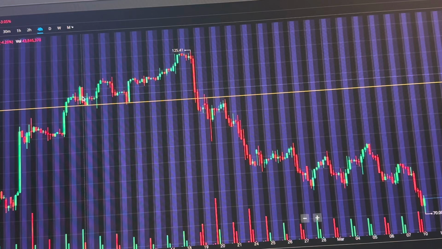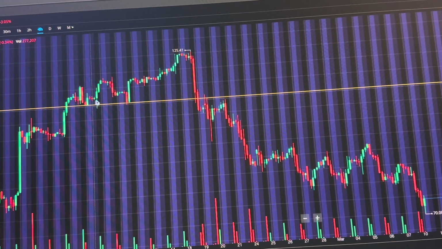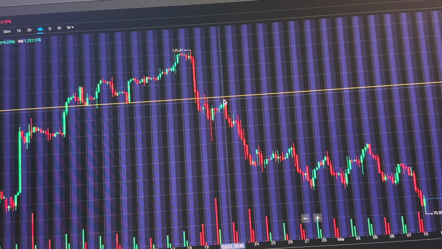So here to the left, we get a 1, 2, 3 test bounce off of the psychological level of 110. And once we break under 110, we come back and we test one time, we test two times, and reject the price of 110 psychological level twice, and we come back down.